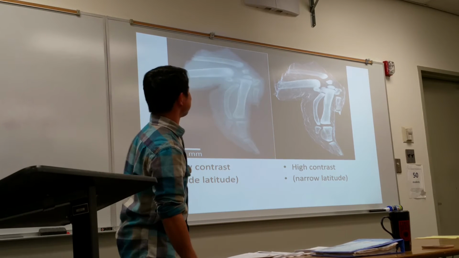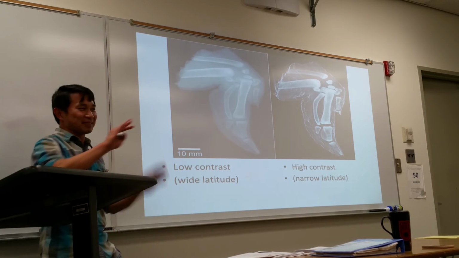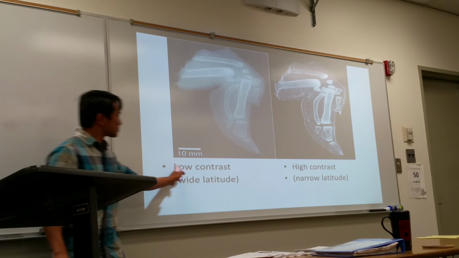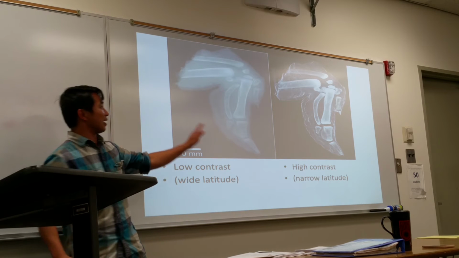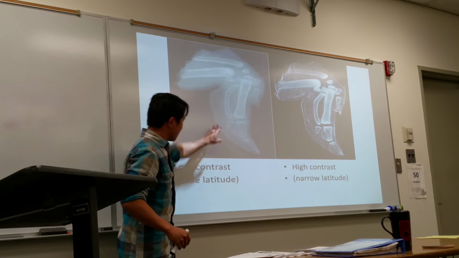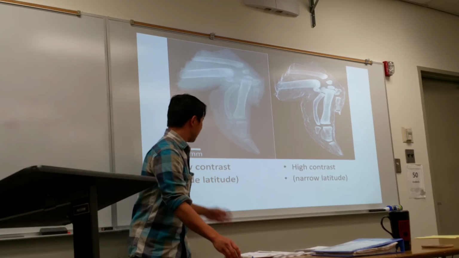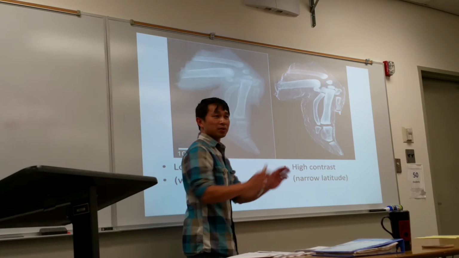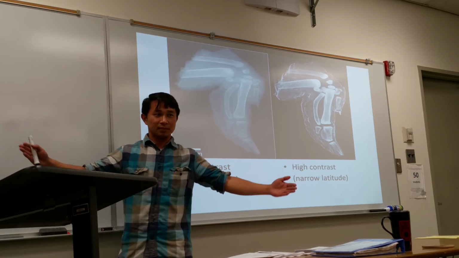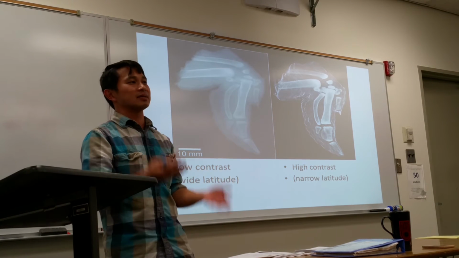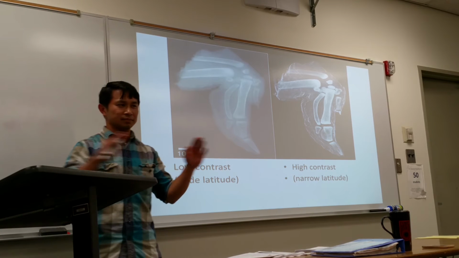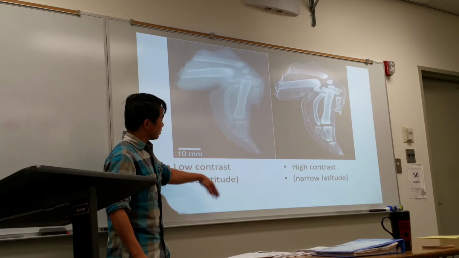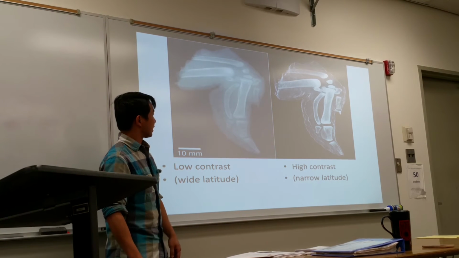That's a human too. Alright, so here is an example of different contrast. Low contrast gives you more shades of gray in the overall image. Another way of saying low contrast is that we have wide latitude, meaning multiple shades of gray within that span. Wide latitude means more room for error when talking about technique. This is due to high kV.